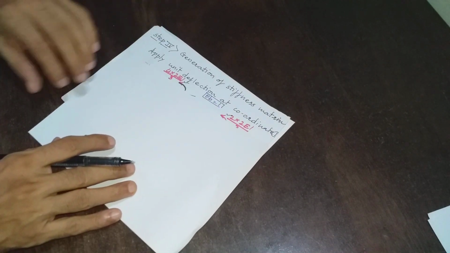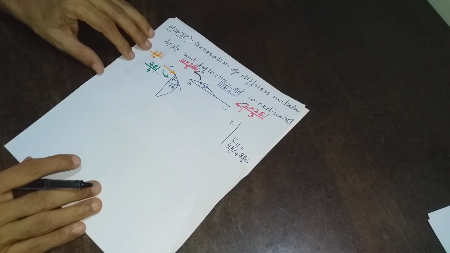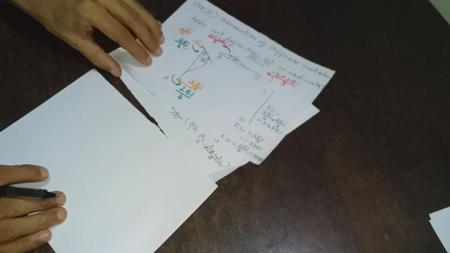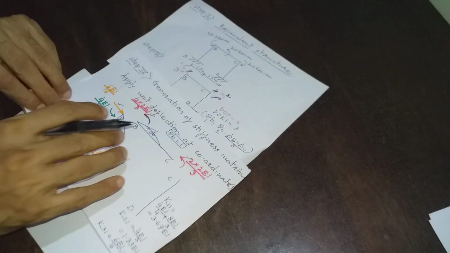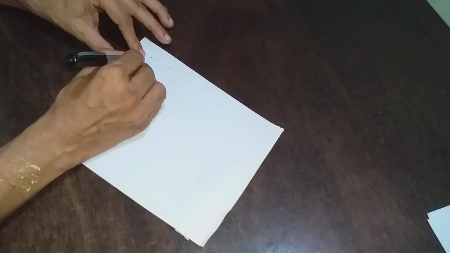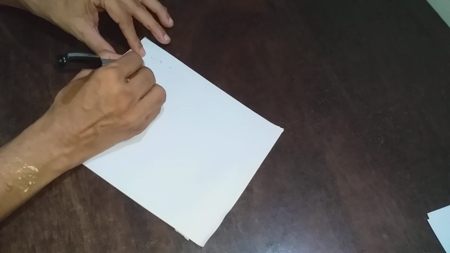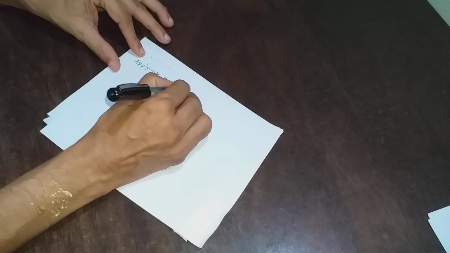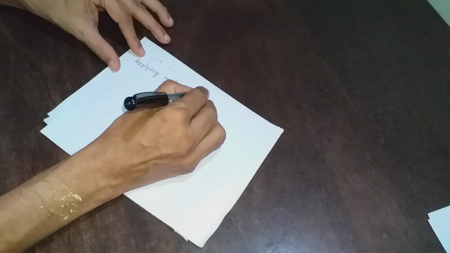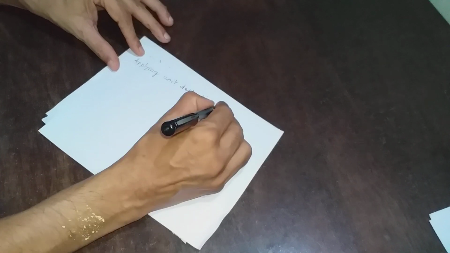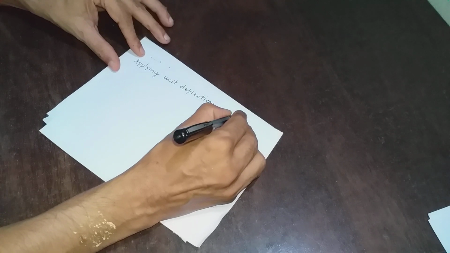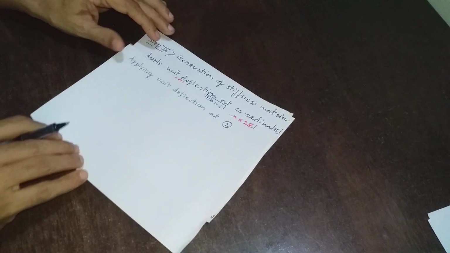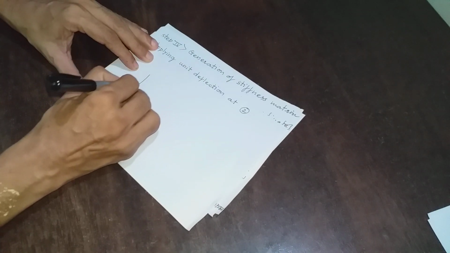Friends, we were discussing generation of stiffness matrix, and I have seen application of unit deflection at coordinate 1 in this particular structure. Now next step, applying unit deflection at coordinate 2. Now I am drawing it separately.